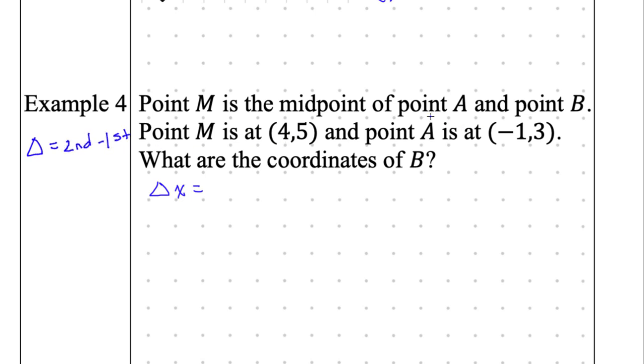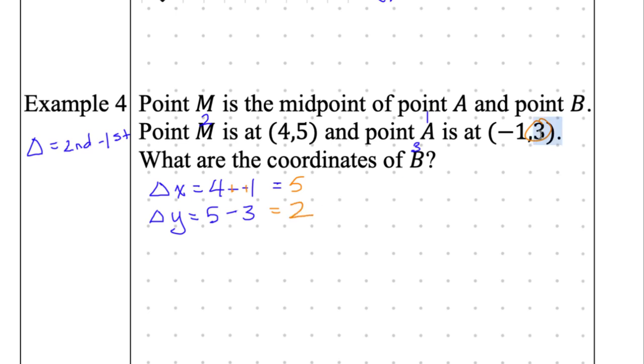Generally, I'm always starting at A and going to M, so my first is A, my second is M, and eventually my third is going to be B, in terms of the order in which I hit these points. So the change in x is 4 minus negative 1, and the change in y is second minus first, 5 minus 3. Delta y is equal to 5 minus 3. The total change in x, adding because of the double negative, is 5, which makes sense. If I start at negative 1 and go 5 more, I end up at 4. And if I start at 3 and go 2 more, I end up at 5.